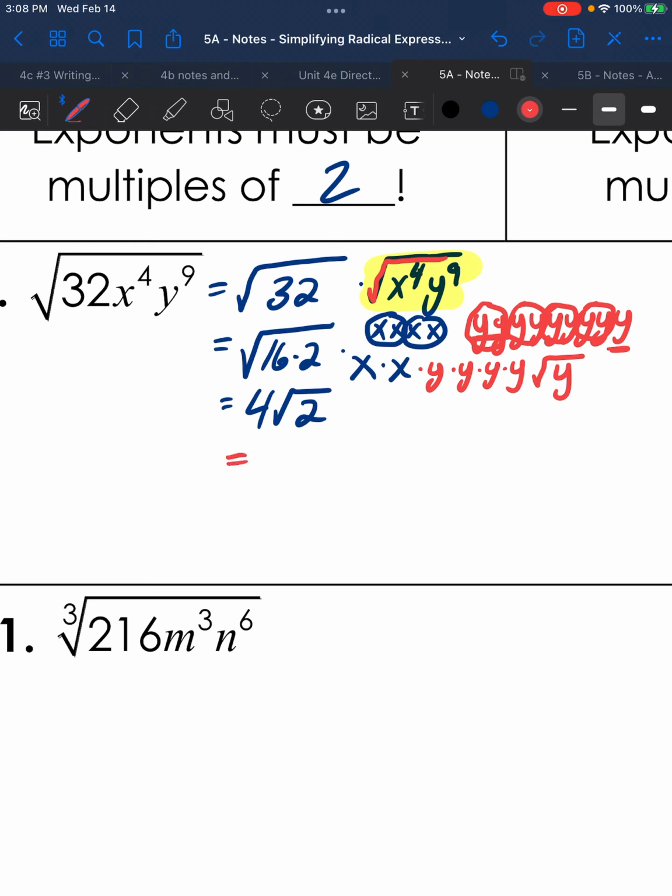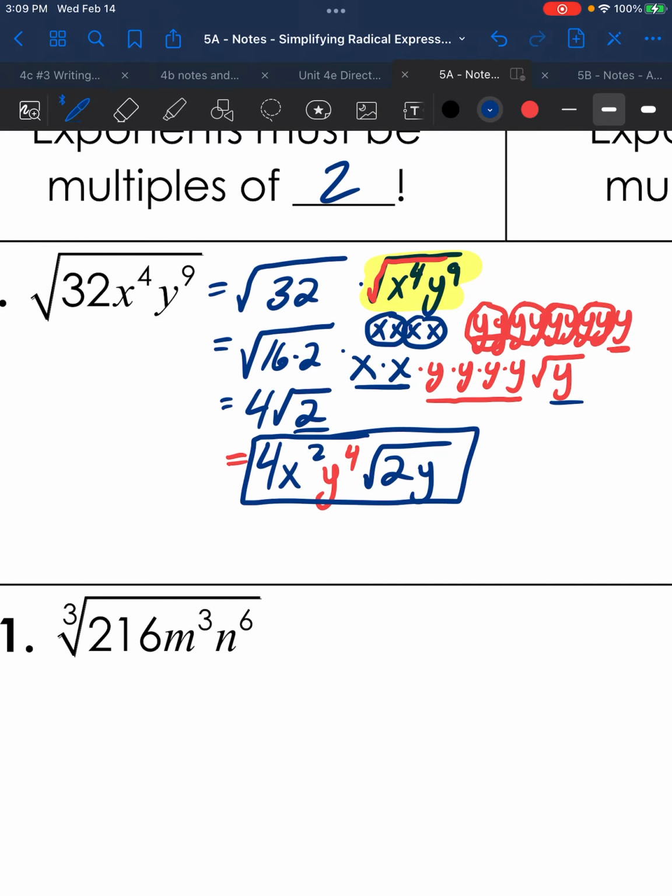So now we got to put this together, and hopefully this is not confusing. We have 4 on the outside, times x, which is x squared, times y times y times y times y, which is y to the 4th. And then what's left over on the inside, we have a 2 and a y. And that's your final answer.